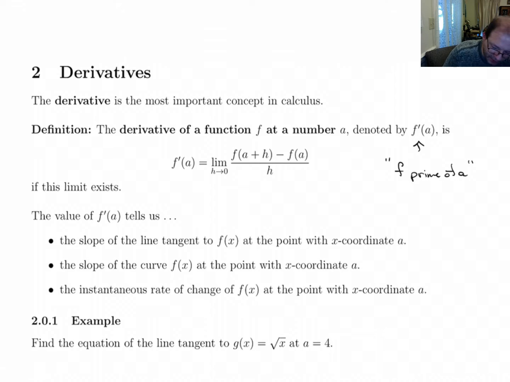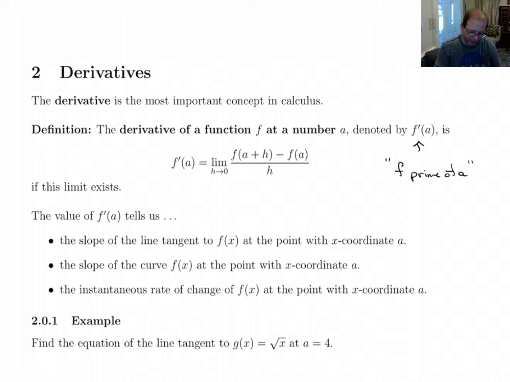And it's given by this function here, and that tells us the slope of the tangent line, provided that the limit exists. So it tells us the slope of the tangent line at the point with x coordinate a. You could also just think of that as the slope of the function, or the slope of the curve at that point, and it's also the instantaneous rate of change of f of x at that point. So whenever you hear derivative, those are the things you should think. Derivative tells you the slope, and derivative tells you the instantaneous rate of change.